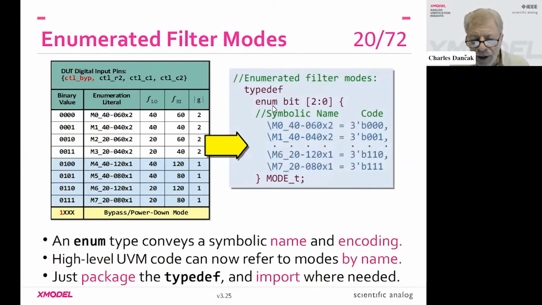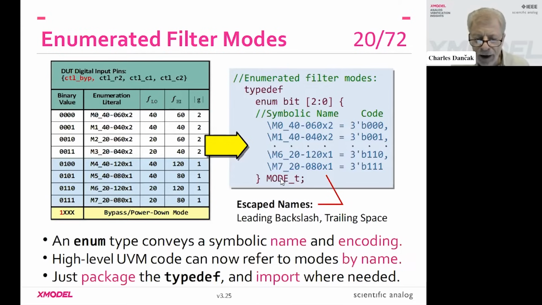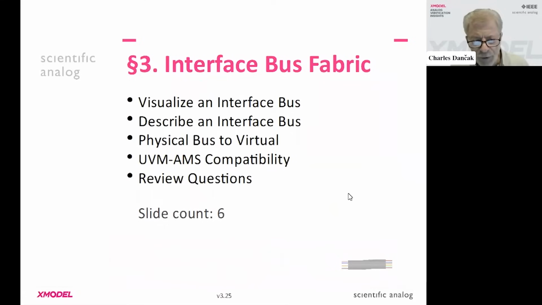So in our high level UVM code, we can now refer to these names instead of their encodings. And this mode type is defined in the data package. We can import it wherever we need it. Just to make the names more human readable and to demonstrate how seamlessly compatible XMODEL software is with SystemVerilog syntax, we're using escape names that enable us to use the dash in the middle. And so we've got a leading backslash and trailing white space, and we'll refer to those names throughout the code.